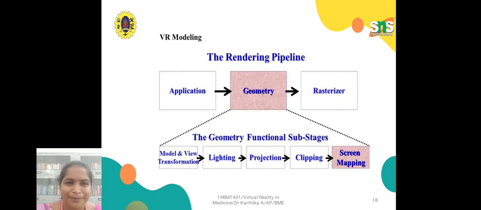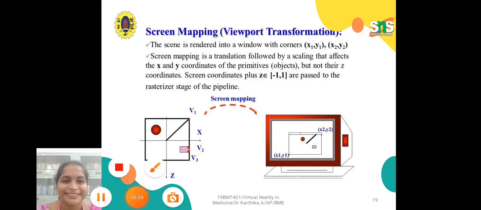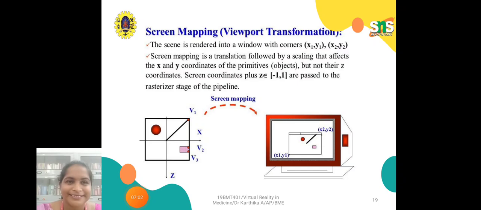The last one is screen mapping. See here, the scene is rendered into a window with corners x1, y1, x2, y2. Screen mapping is a translation followed by a scaling that affects the x, y coordinates of the primitive objects but not their z coordinates. Screen coordinates plus z in the range -1 to 1 are passed to the rasterizer stage of the pipeline. And finally, we get screen mapping with the real world.